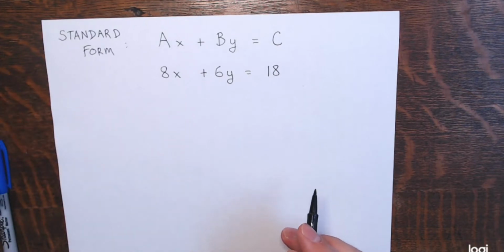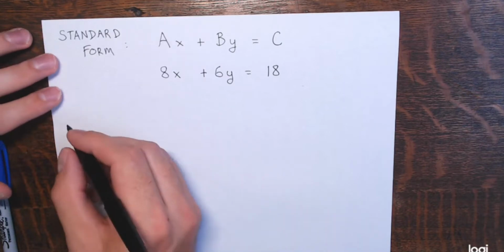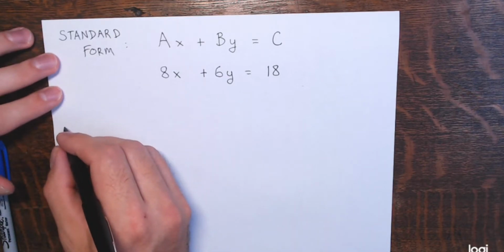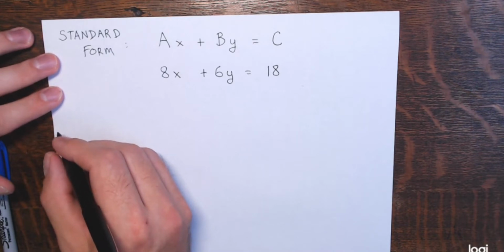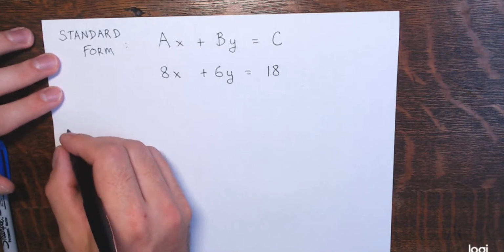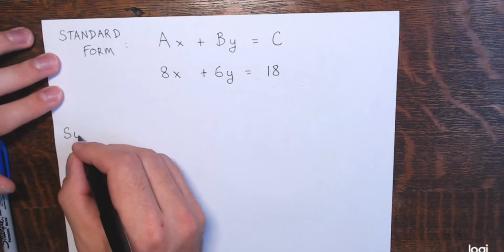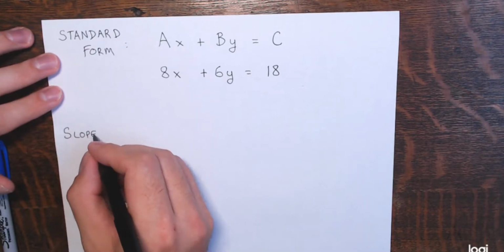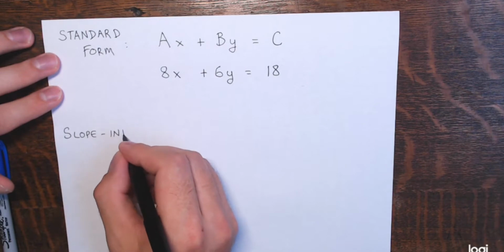Now there are other forms as well. The one that is in the title of this section, section 3.2, in the title they mention slope-intercept form.